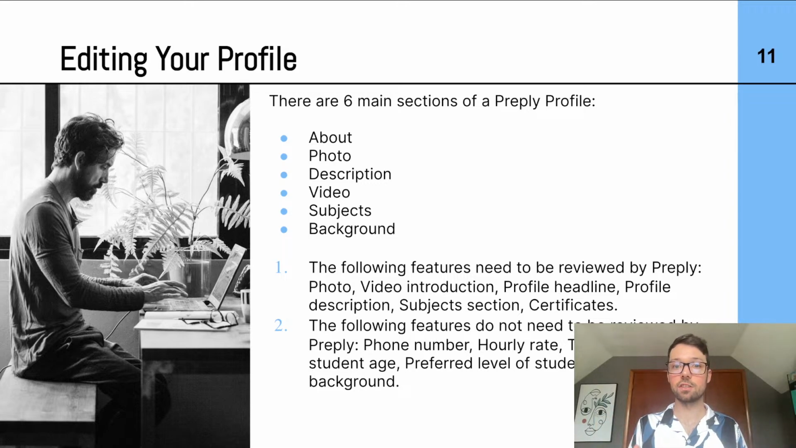There are 6 main sections to your Preply profile: the About You section, the photo, the description, the video, the subjects, and your background. All right. The following features need to be reviewed by Preply. So if you try to change these things, the Preply team needs to review and approve them. So they won't be updated automatically. You'll need to wait, okay? So those are things like your photo, video intro, profile headline, profile description, subjects, and certificates.